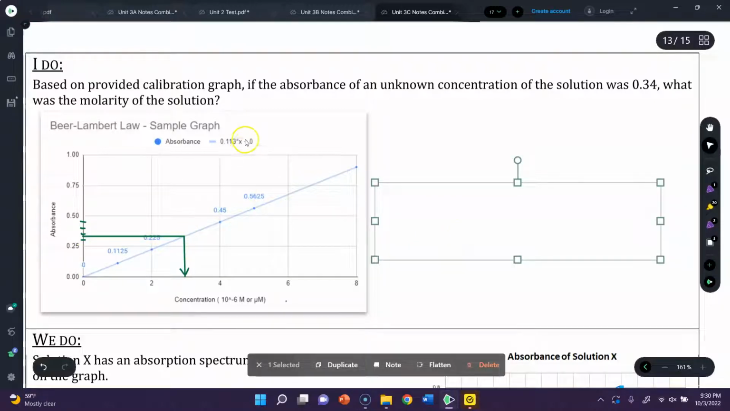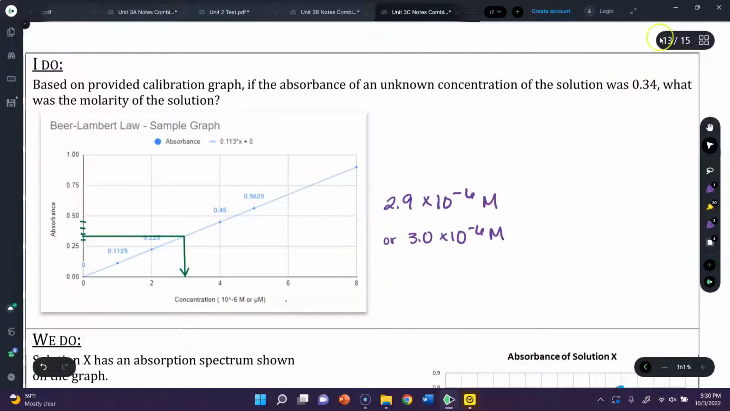We could also plug it into the graph. Like if you wanted to plug it into this, y is equal to 0.113x. You're solving for x because this is your y value, or you can use the graph, and you should get something around 2.9 or 3.0 times 10 to the negative 6, because that is what it's telling you the units are, molar. So times 10 to the negative 6 molar, or you can switch out the times 10 to the negative 6 and put micromolar.